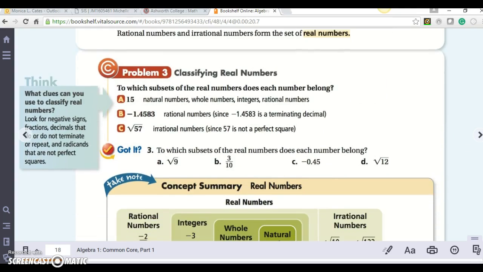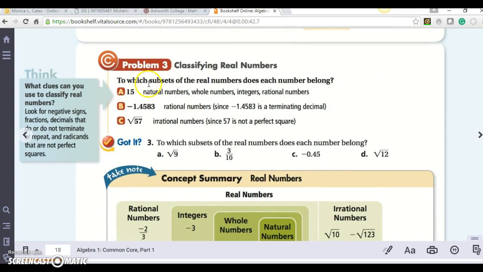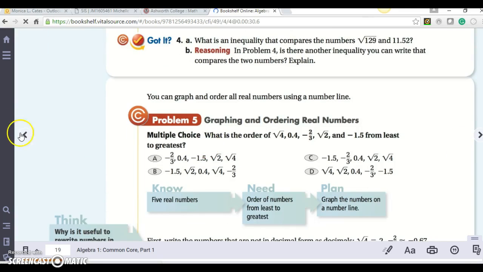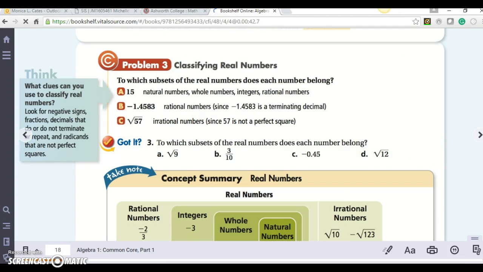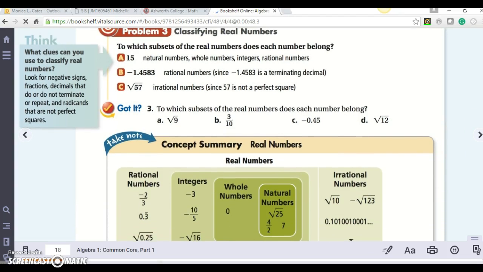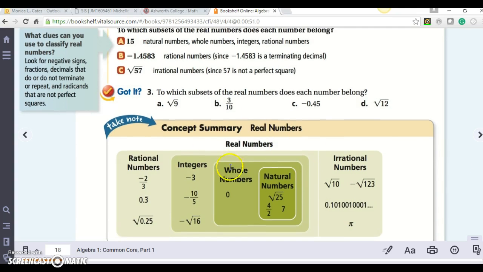So let's talk about classifying real numbers. To which subset of real numbers does each number belong? So I'm going to use this chart here to help me out. So 15, we know that it is part of the real numbers. It is a natural number. It is a whole number, and it is also an integer.